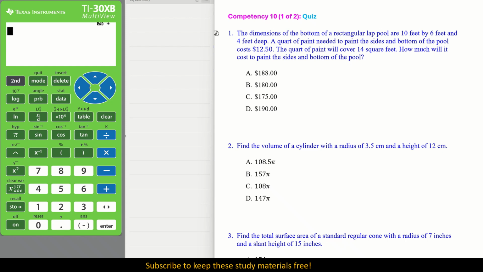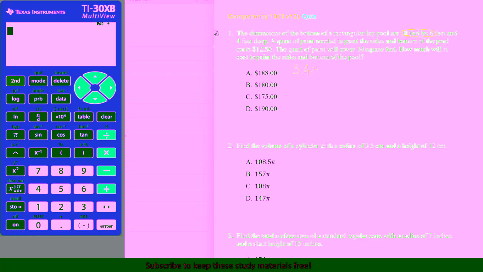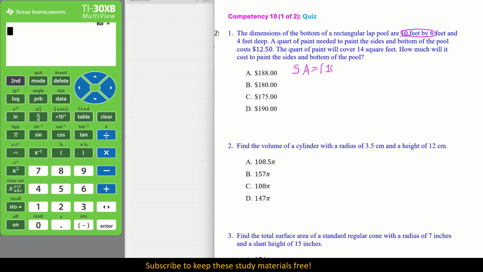Okay, now let's look at that. We need to calculate the surface area. We know there's a bottom, and this is our bottom, so that will be 10 feet by 6 feet. But then we have two sides, like a front and a back. So two, and let's go with the longest length of the pool, 10 feet, times the 4 feet deep. That's like a front and a back.